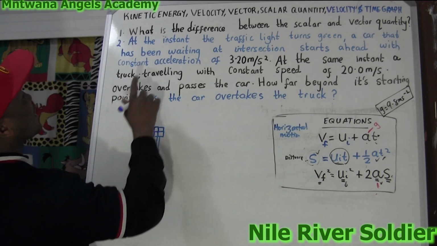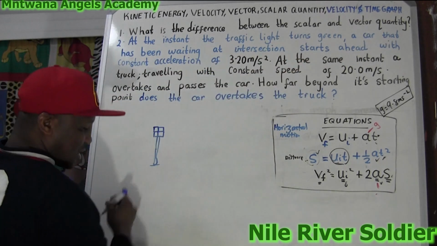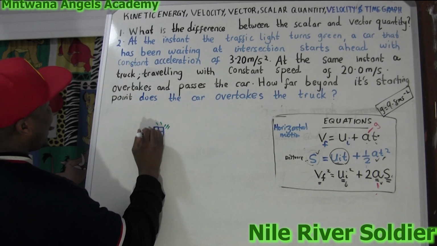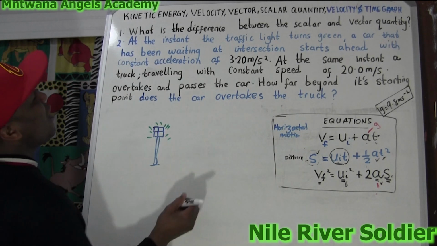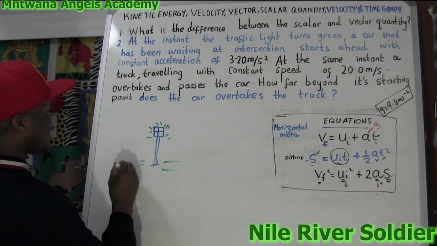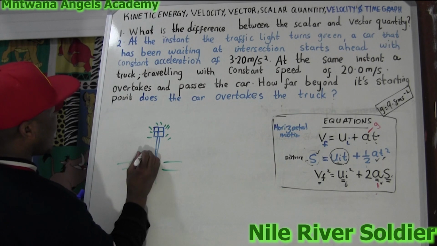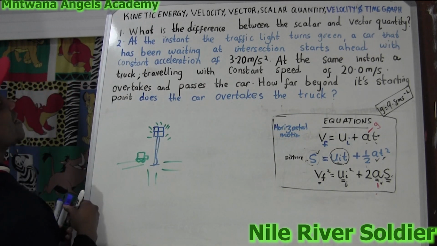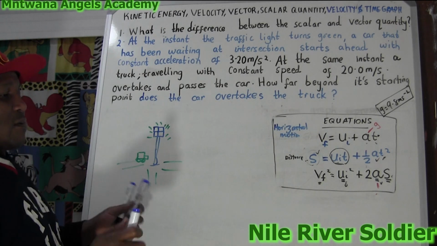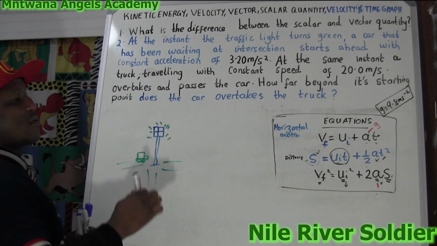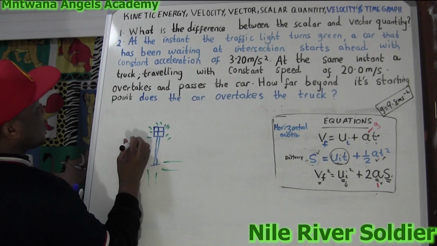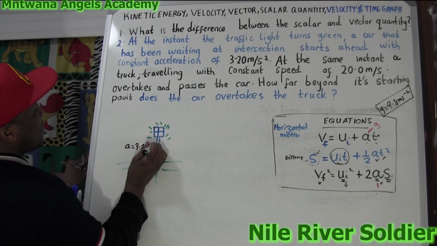The light turns green, which means you can go. A car has been waiting at the intersection, and it starts with a constant acceleration. The constant acceleration is equal to 3.2 meters per second squared.